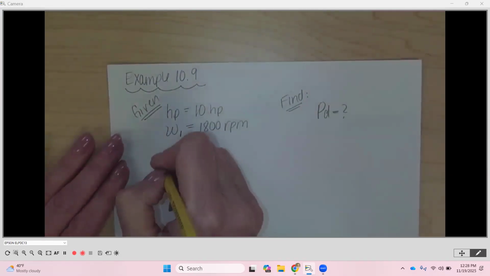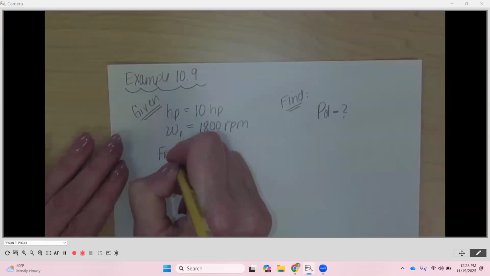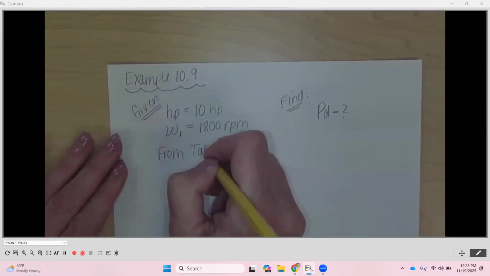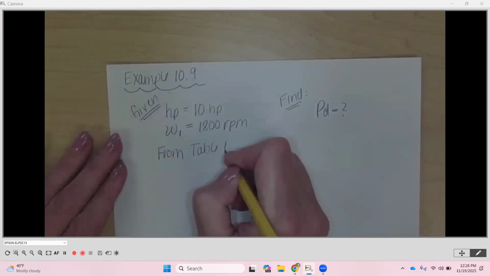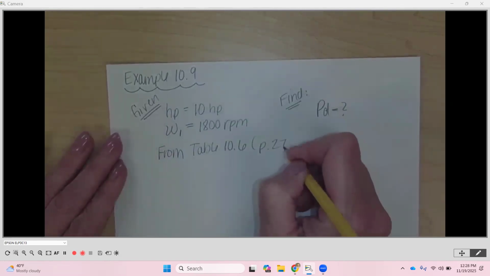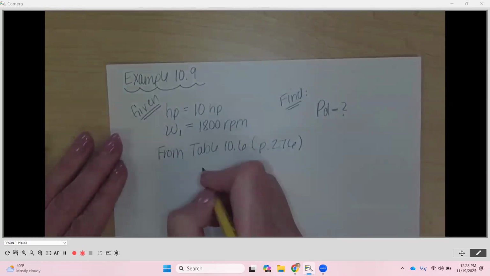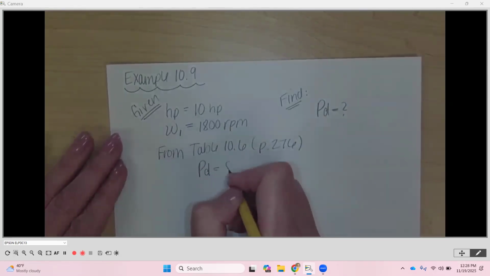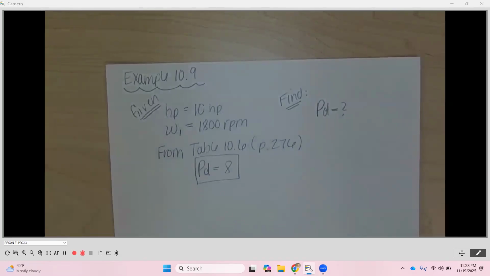So then I'm just going to say from table 10.6, and I'm just going to list the page, 276, diametral pitch equals 8. That's it. Okay, because it's really just reading the value from that chart. So that's what I want you to identify for this practice problem.